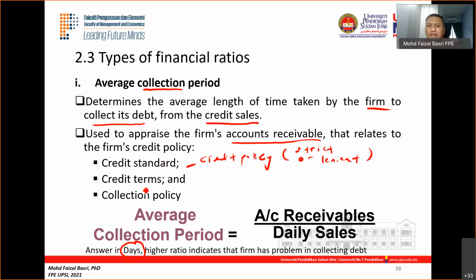Secondly is the credit terms. How long actually you give the customer to pay? It can be 1 month.